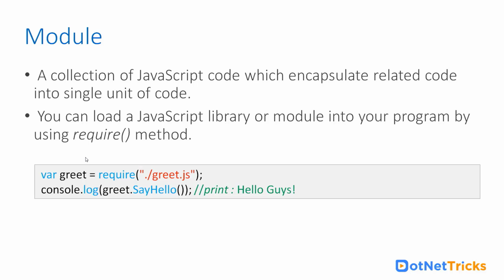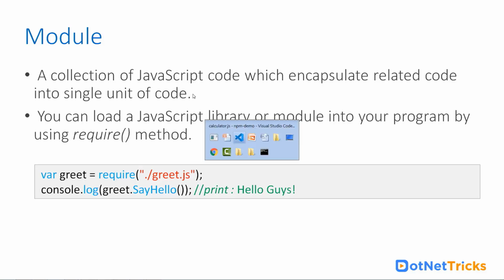In case I want to access anything from this particular module, I'll be able to do that using the module name, or you can simply say the JavaScript module. In Node.js, we use require method to load any JavaScript modules. Let's see a small example how we can define a module.